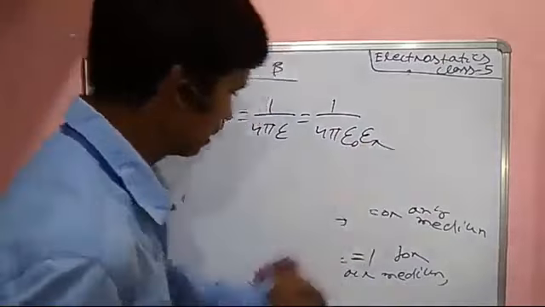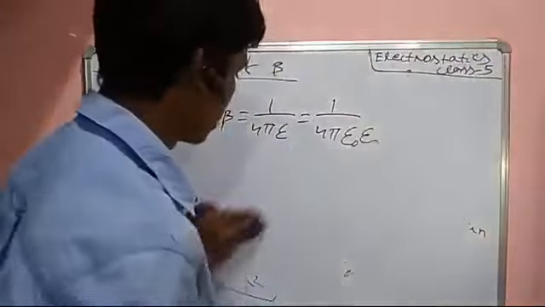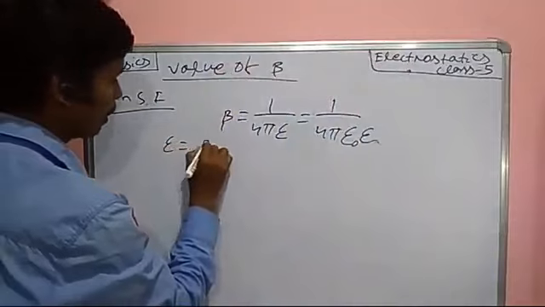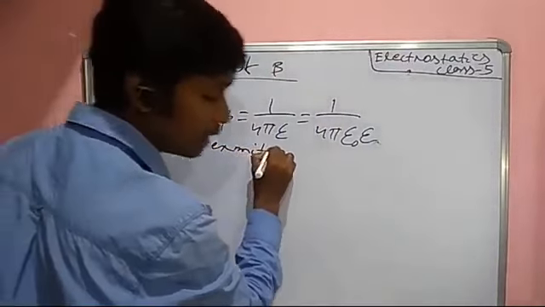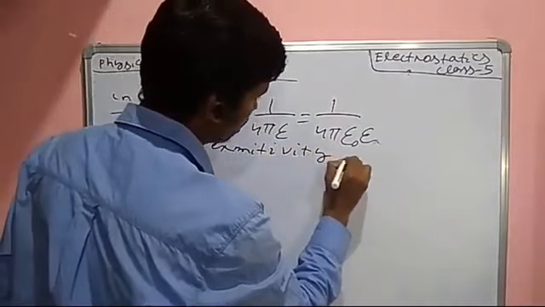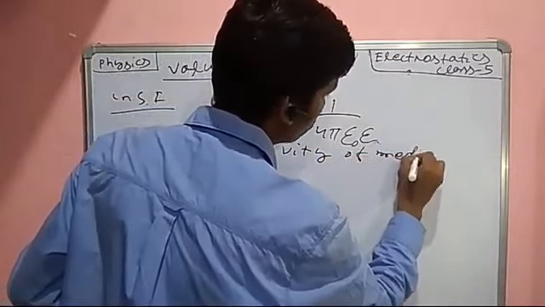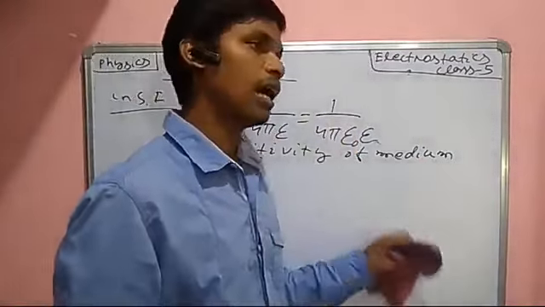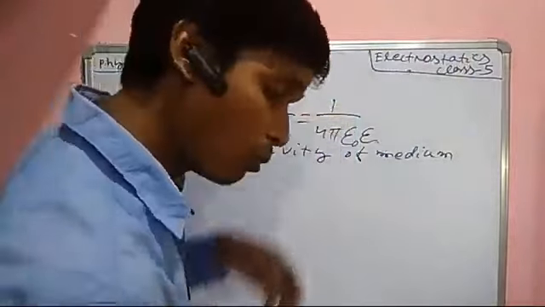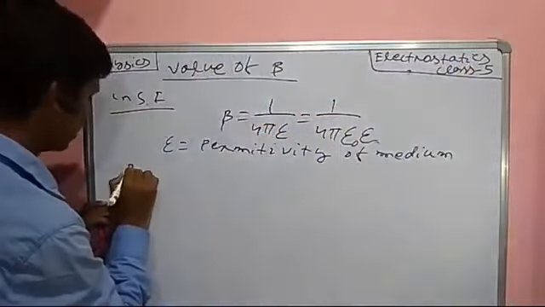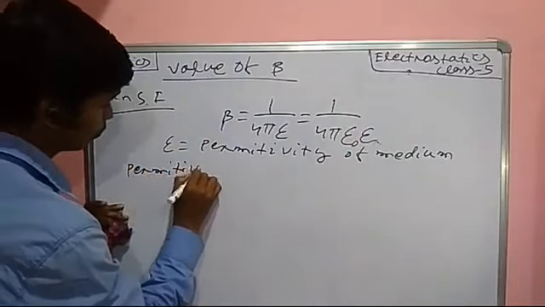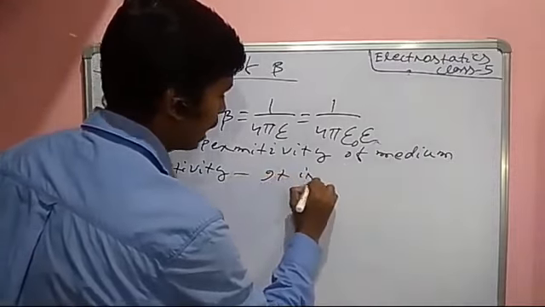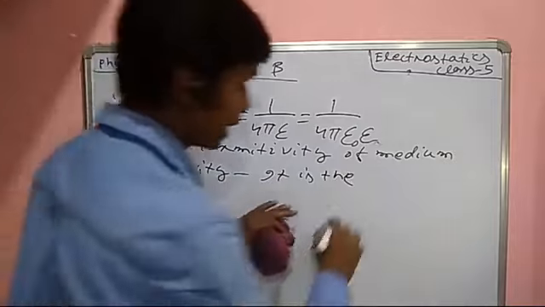What is epsilon? Epsilon is the permittivity of the medium. We can write the definition of permittivity, so you have to note down permittivity. It is the electrical characteristics.